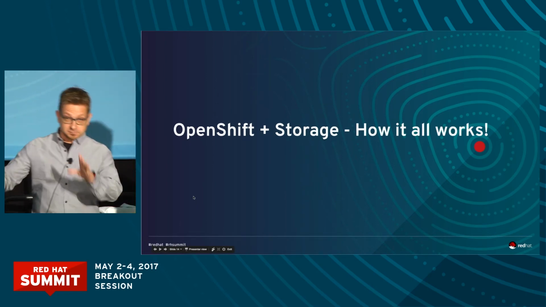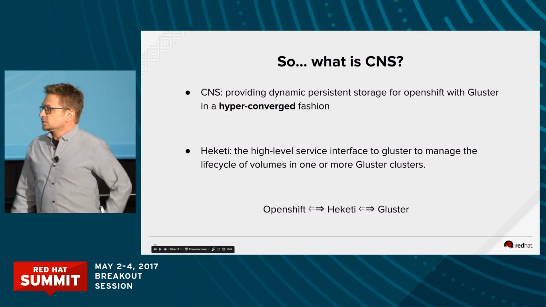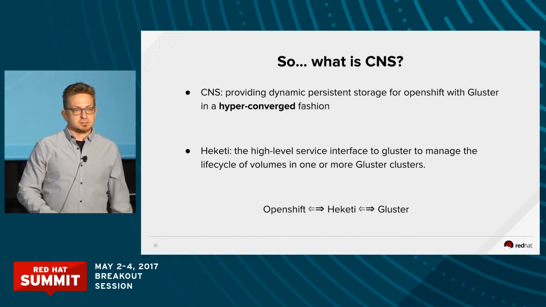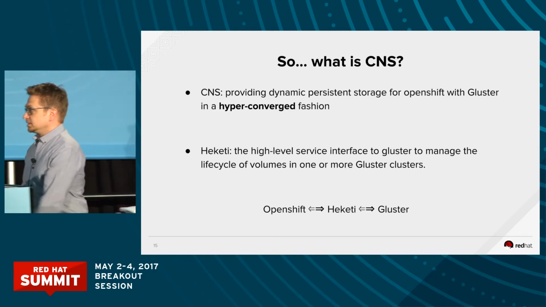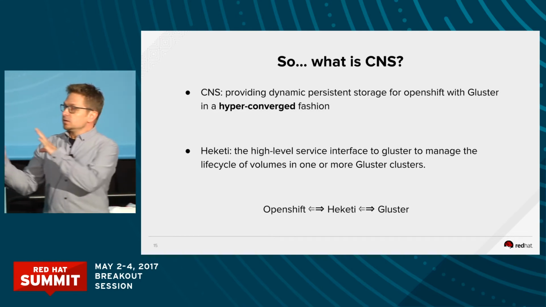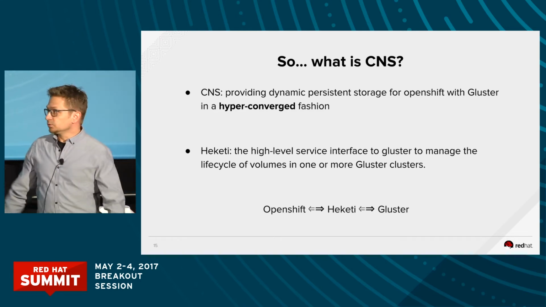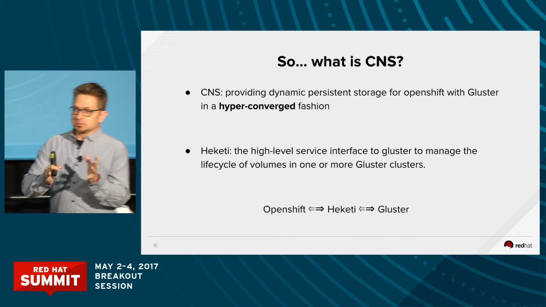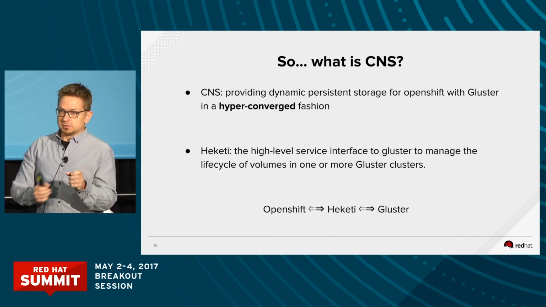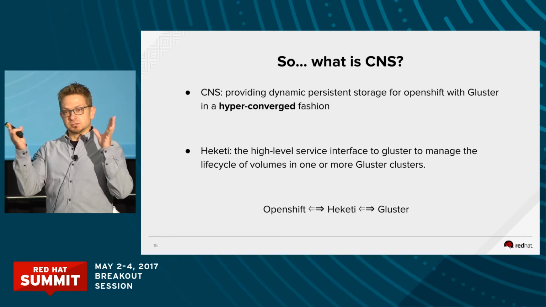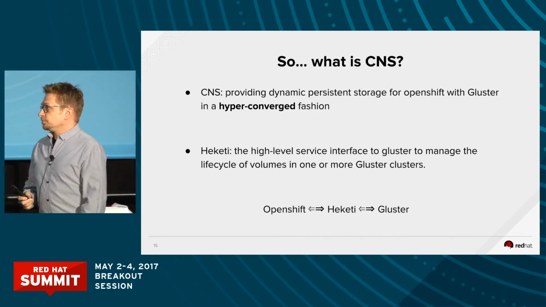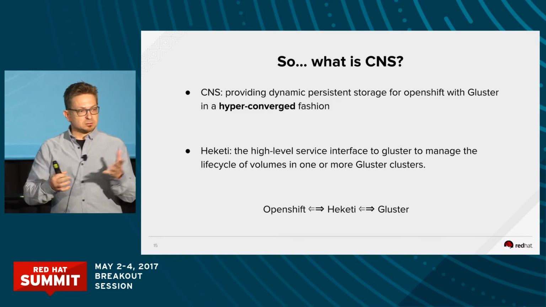Okay, how it all works, right. So we heard this, CNS, and there are a couple of confusions around that. So what actually is CNS? CNS is the way we are doing what Daniel just demonstrated. We are putting Gluster into OpenShift in what we call a hyperconverged fashion. That means the storage is running as containers in OpenShift, providing this dynamic aspect of storage provisioning.